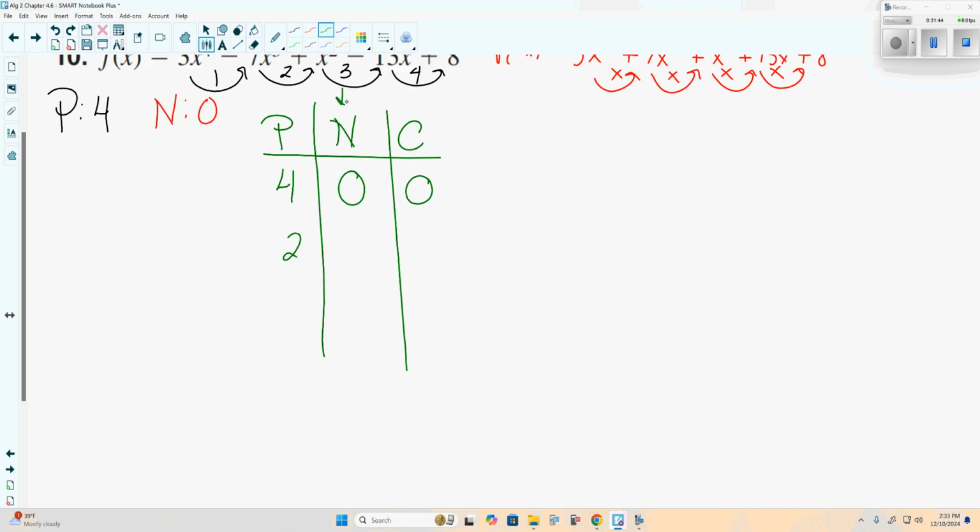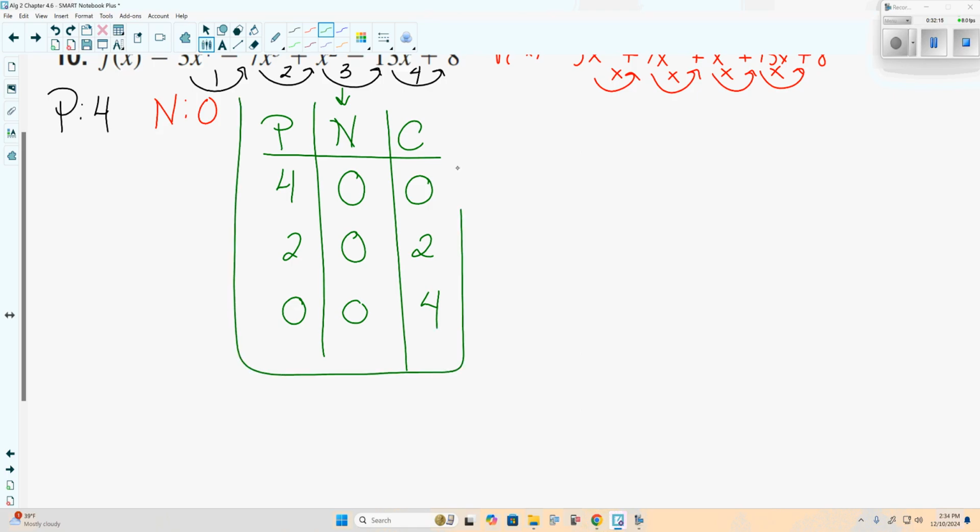Since we can't take any away from the negatives this time, we're just going to take them away from the positives because we can have 4 positives, 0 negative, 0 complex. Or we can have 2 positives, 0 negative, and 2 complex. Or I can have 0 positive, 0 negative, and 4 complex. Can't take any more away from the negatives. Well, we can't take any away from the negative group to begin with. We've taken them all away from the positives, so this is all the possible arrangements. Questions on this here?